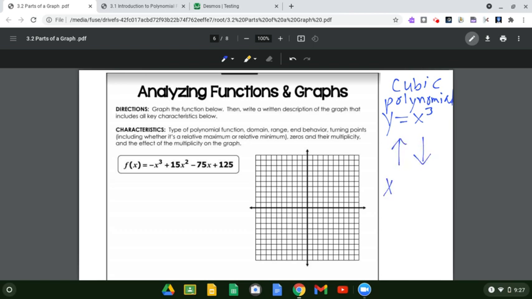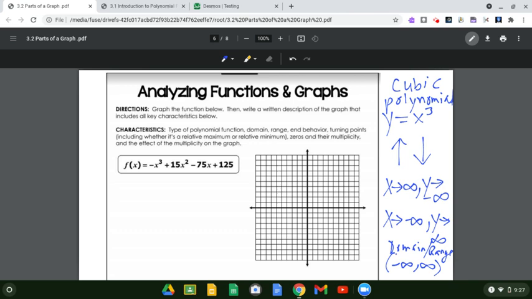As x goes towards positive infinity, y goes towards negative infinity. As x goes towards negative infinity, y goes towards positive infinity. Okay, and we can see that when we stick it into Desmos. All real numbers for domain and range. There are no restrictions on the cubic polynomial's domain and range.